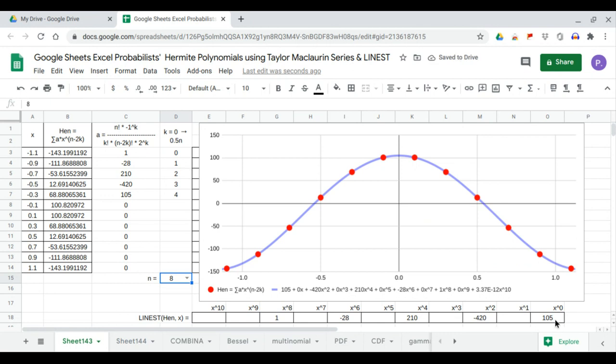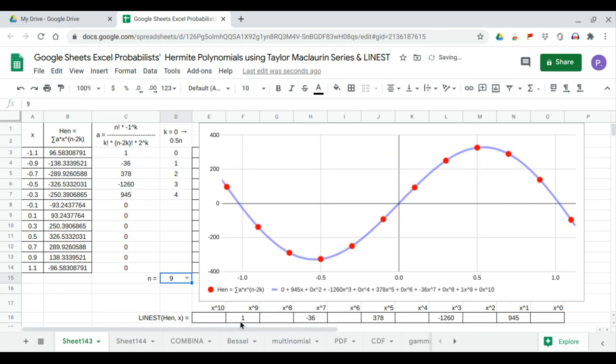N equals 8 is 105 minus 420x squared plus 210x to the fourth minus 28x to the 6th plus x to the 8th.